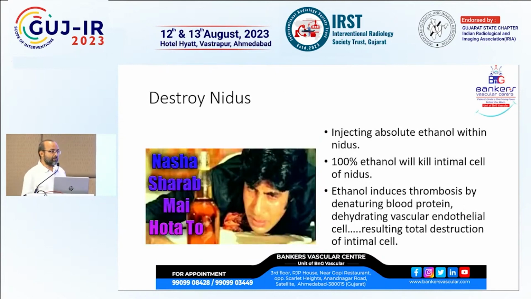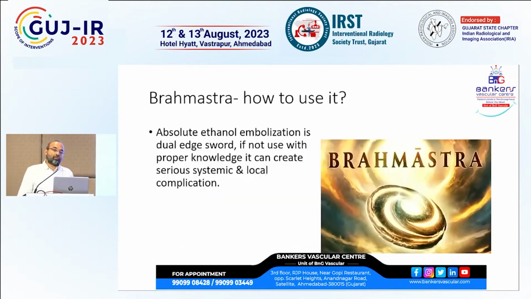So we have to destroy the nidus, and for destroying the nidus, it is very important that we inject 100% ethanol within the nidus. We know ethanol has different uses, right? But 100% ethanol is very, very significant to destroy the nidus and for the permanent cure of the vascular malformation. So now we know the brahmastra for treatment of the vascular malformation, but absolute ethanol is a double-edged sword. If we don't use it with proper knowledge, it will create lots of local and systemic complications.